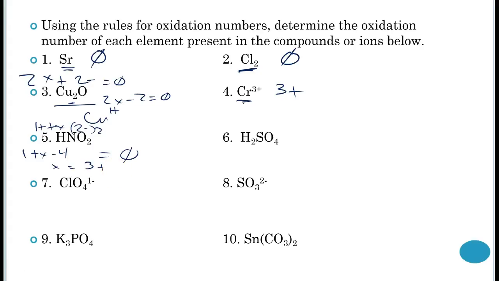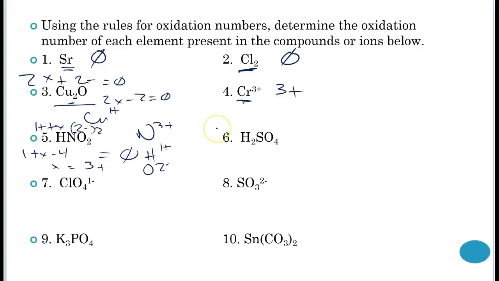Now, if you look on your periodic table, you might see something different for nitrogen. And that's because its most common oxidation number is -3. But under the rules for oxidation numbers, you can't use that. You can only use the rules that we have on that previous slide. So here, nitrogen has an oxidation number of +3, hydrogen is +1, and oxygen is -2.